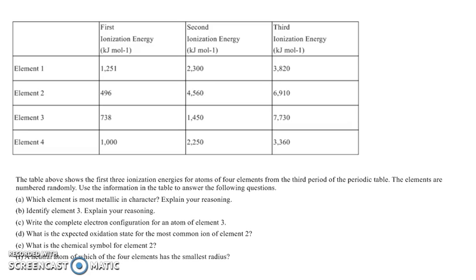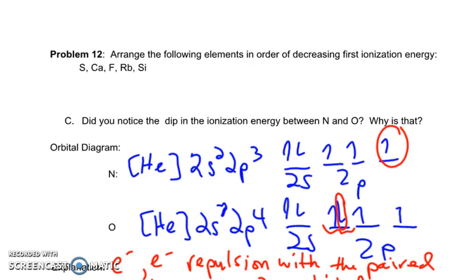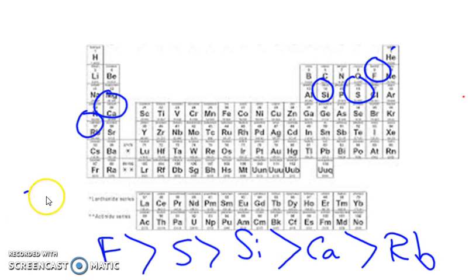Which element is most metallic in character? What the heck does that mean? What did we say when we went back over here? Let's go back to this. What did we say? These are your metals, correct? Didn't we say francium is going to lose the electron the easiest, has the lowest ionization energy? That's what a metal does. A metal loses electrons more easily than a non-metal.